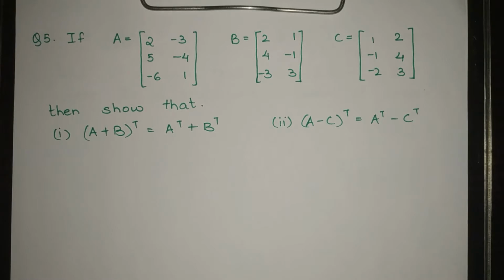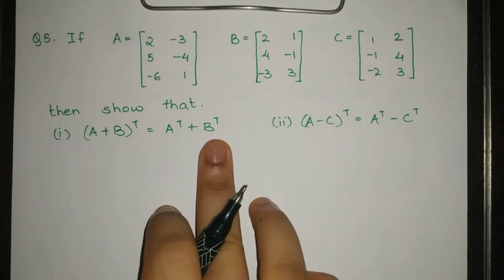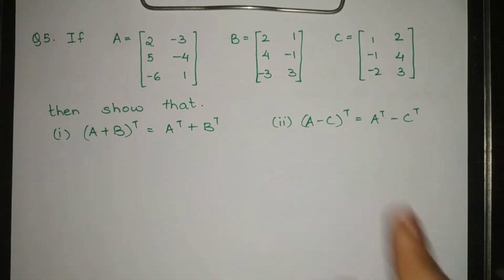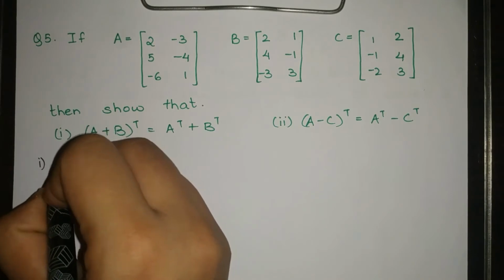In the fifth question, we have three matrices A, B and C. All are 3 cross 2 matrices. We want to prove that (A plus B) transpose is equal to A transpose plus B transpose, and (A minus C) transpose is equal to A transpose minus C transpose. So first of all, let's prove the first part, and in this we will start with the LHS.